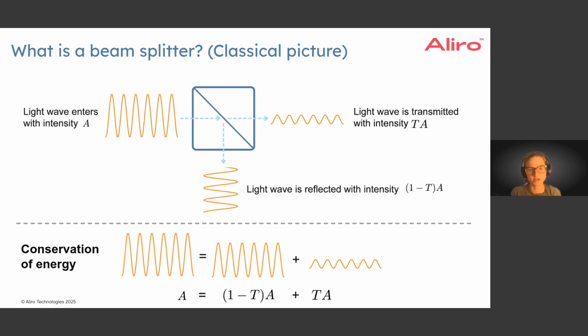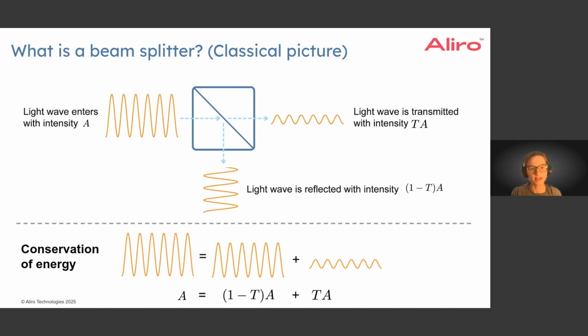So in the classical picture, light is just a wave, and specifically it's a wave of electromagnetic radiation, and basically we can think of the height of this wave as being the intensity, which relates to the energy of the wave.